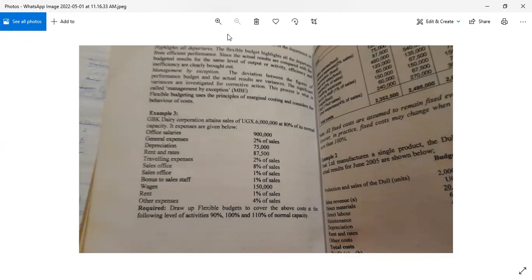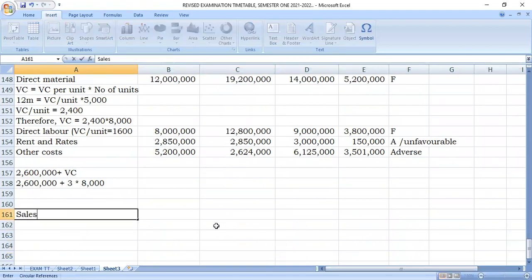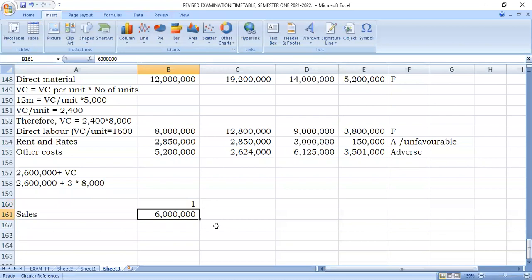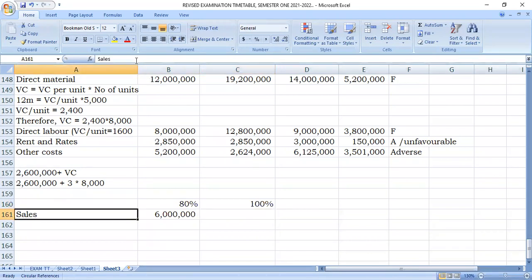Or 110. If I may just show you the working, the information will always be clear. They've told you that sales are 6 million when it is at 80%. Then they ask you at 100%, what will be the flexed figure? The task here is, these were given in shillings, but most of the times they are in units. I don't know, they may have made an error, because level of activity is based on units, unless they gave us a selling price, which I think they did. I may not be able to confirm because of the time. Otherwise, I must give you the selling price so that you get the number of units.